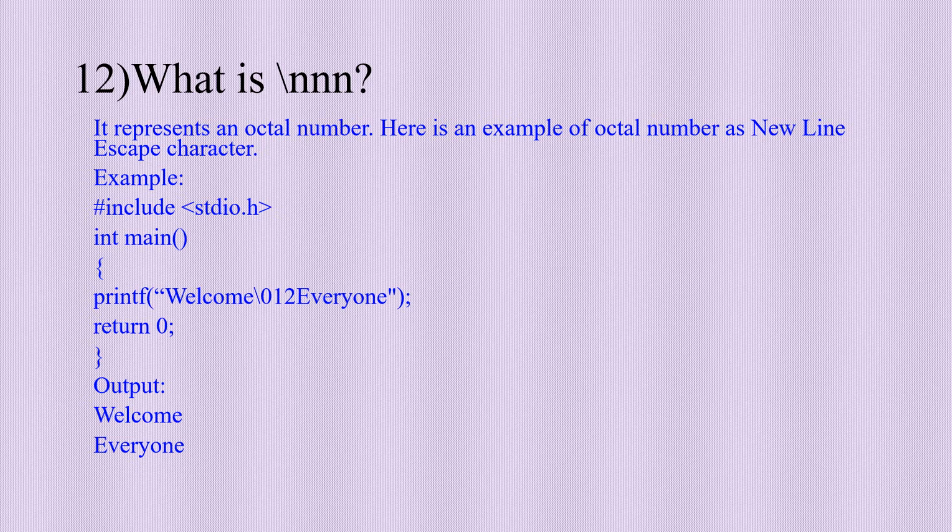Now here in the printf statement, what I have done: printf welcome, then backslash 012 everyone. Now what is this backslash 012? It is an octal number that is representing new line. So whenever you run this, you will get welcome and your cursor will go to the new line and it will print the statement everyone. So here backslash 012 is just like a new line character. It is for the octal number system.